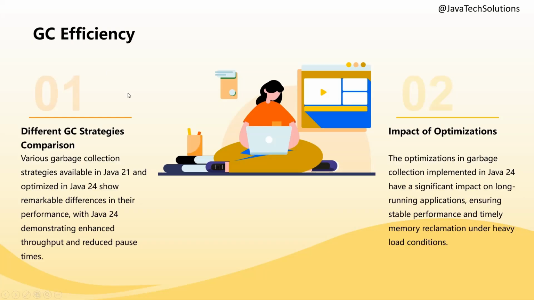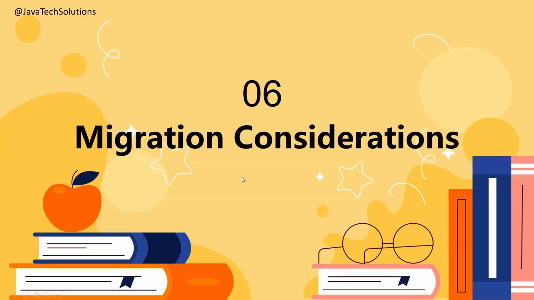Also, the garbage collector differences have improved. So what is the impact of this optimization? The optimizations in garbage collection implemented in Java 24 have a significant impact on long running applications, ensuring stable performance and timely memory reclamation under heavy load conditions. So these are some of the benefits.